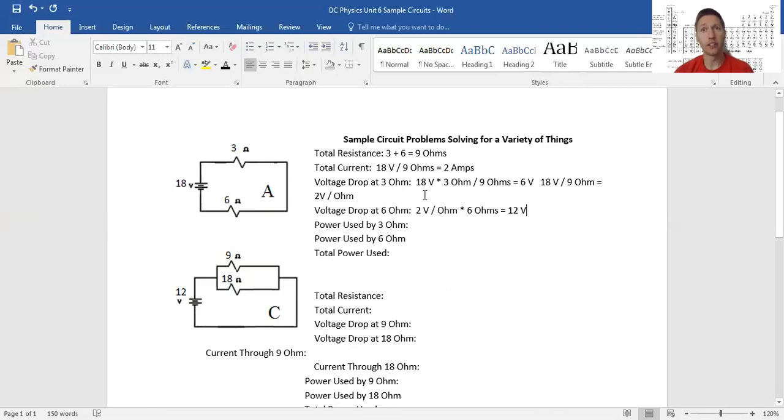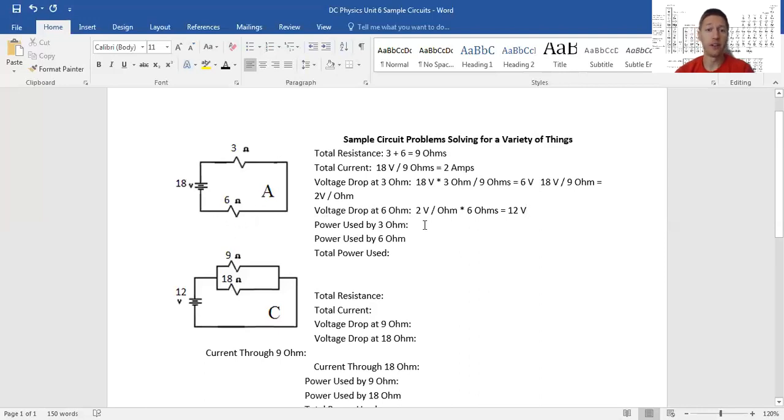So again, another way to double check your work on this is you should always run out of all your voltage. Again, electrons are the perfect cross-country runners. They have 18 volts of motivation. As they cross the 3 ohm resistor, they spend 6 volts. So they had 18 volts here. Now they're down to 12 volts here. Then they spend the last 12 volts going here.